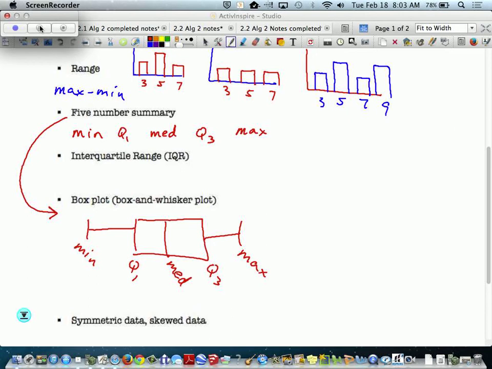IQR. Does anybody remember IQR? Isn't that the difference between Q3 and Q1? It is. IQR is what we call the interquartile range. So interquartile is what's in the box, right? So what's in the box? That is Q3 minus Q1.